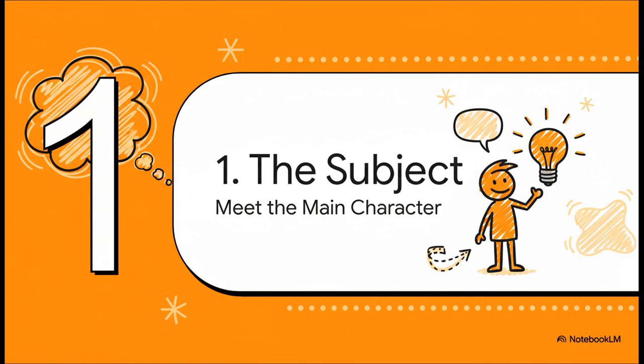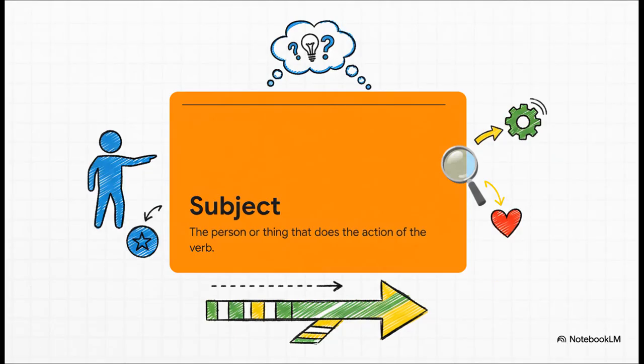All right, first up, we've got the star of the show, the subject. You can think of the subject as the main character in a tiny little story. It's the one making things happen. Every single complete sentence has to have one, so that's where we're going to start. So what is it, really? The subject is simply the who or the what that's actually driving the action in the sentence. An easy way to find it? Just ask yourself, who or what is doing the thing here?